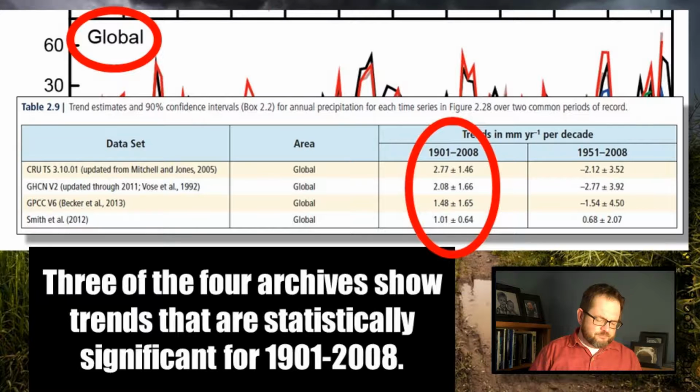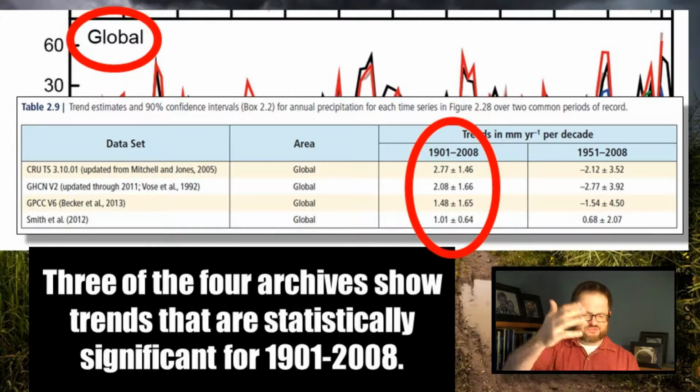Okay, so here we have their estimates for the 4 different archives of how much of a trend in precipitation there was. And what I want you to see here is that they have error bars associated with them. There we know with 90% confidence that the precipitation increased by 2.77 millimeters per year, plus or minus 1.46.